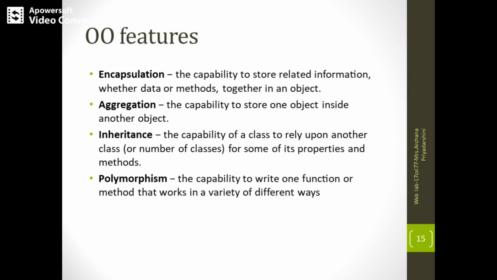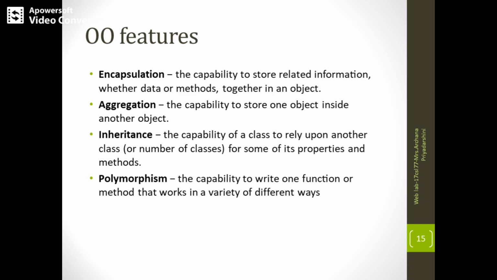The second property is aggregation, that is, how do we store one object inside another object. This kind of nesting can be provided with the help of functions also, or classes. Next, in the third point, we see the concept of inheritance. That is the capability of the class to use the methods of its parent class, and the subclass can define its own methods in addition to the inherited methods. The capability of a class to rely upon another class for some properties or methods is called inheritance.